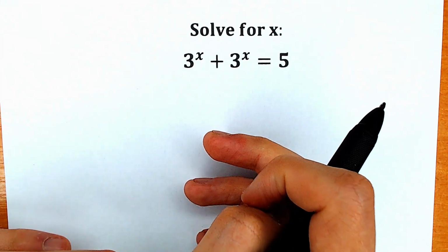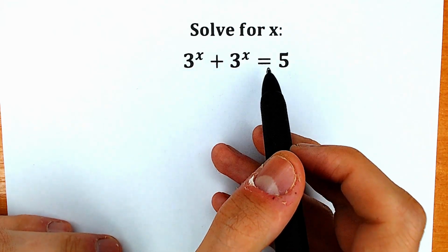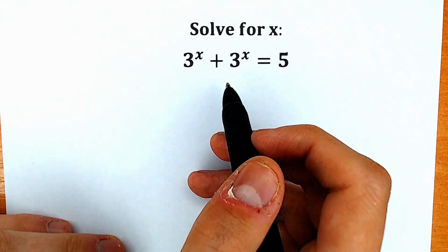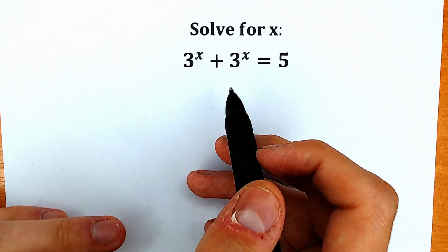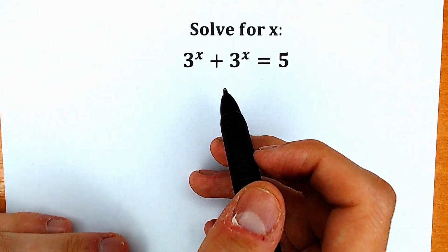Today we have very interesting and, I would say, relaxing exponential equations. 3 to the power x plus 3 to the power x equals 5, and we need to find x. If you have your solution, you can also write it down in the comment section, and in a few minutes we will check our answer, so it will be really interesting.